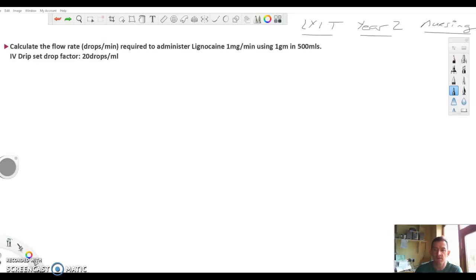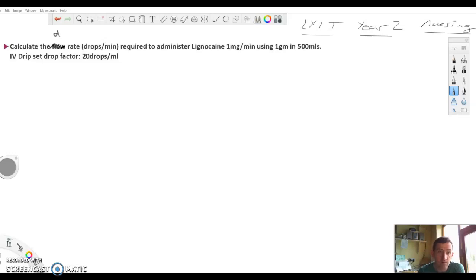Right, this is a question from Year 2 LYIT, Year 2 Nursing. Calculate the flow rate, drops per minute, required to administer lignocaine, 1 milligram per minute using 1 gram in 500 mils, and an IV drip set with the drop factor at 20 drops per mil. Now, first of all, see this flow rate here? I think that probably should be drop rate, right?